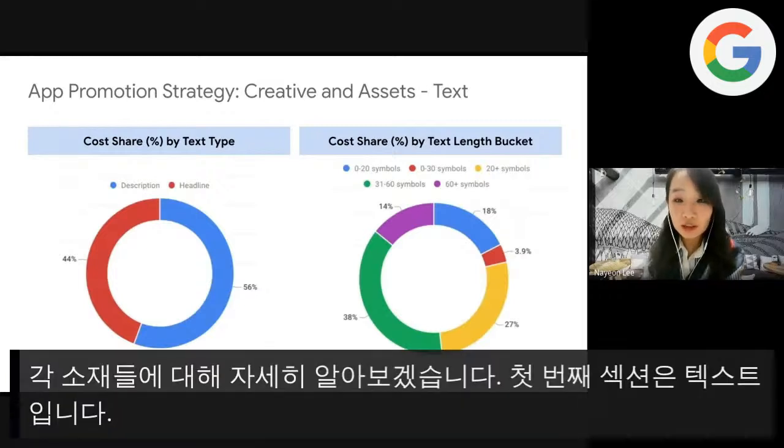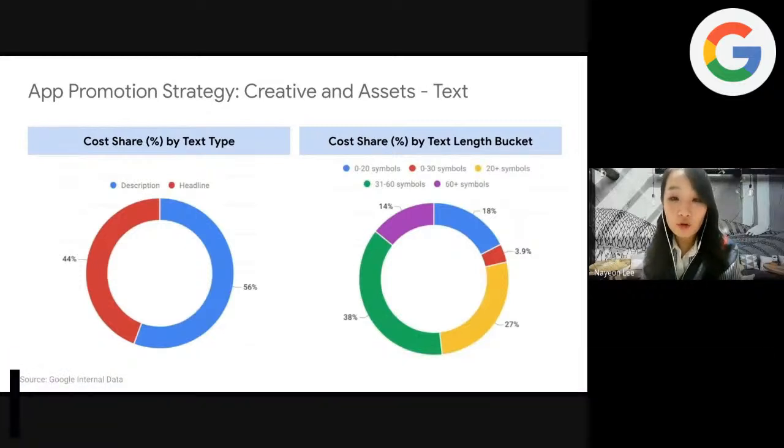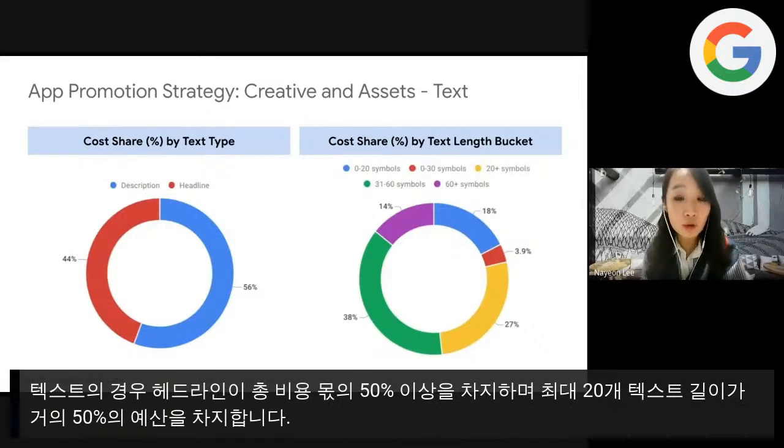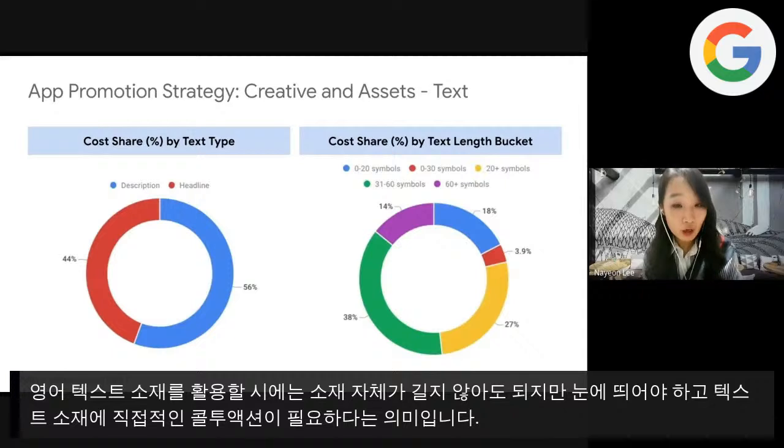Let's deep dive into each asset. The first section is text. For text, headlines have over 50% of the total cost share, and up to 20 symbols have almost 50% for the target length, a text length. If you think about English text assets, it means that it doesn't have to be long, but should be catchy and require more direct call to action in the text assets.